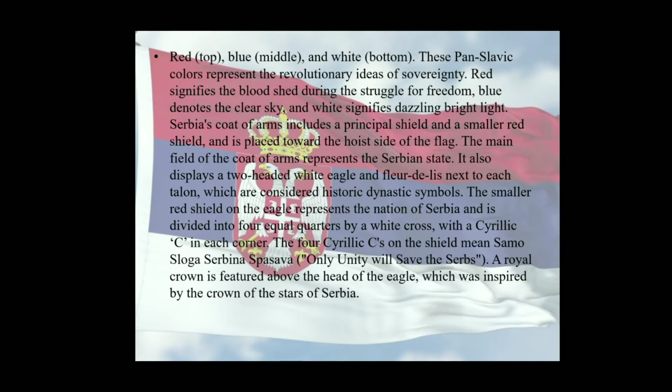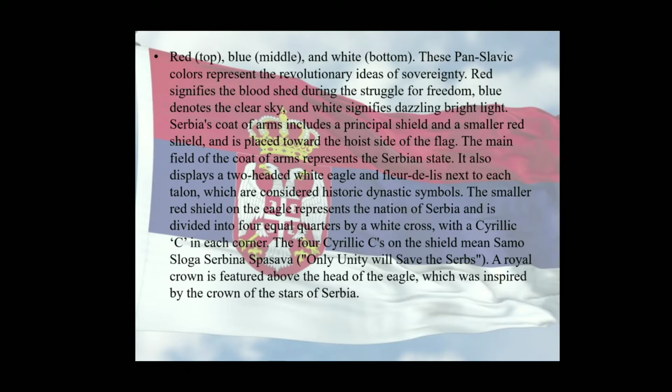Serbia's coat of arms includes a principal shield and a smaller red shield, and is placed toward the hoist side of the flag. The main field of the coat of arms represents the Serbian state. It also displays a two-headed white eagle and a fleur-de-lis next to each tail, which are considered historic dynastic symbols.